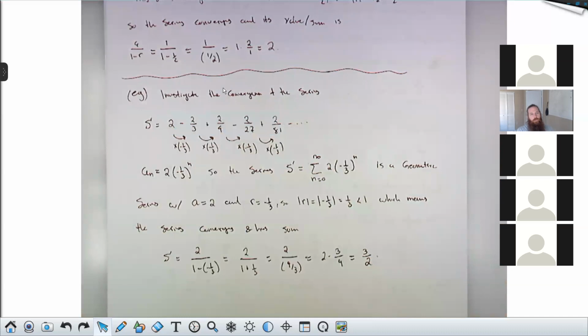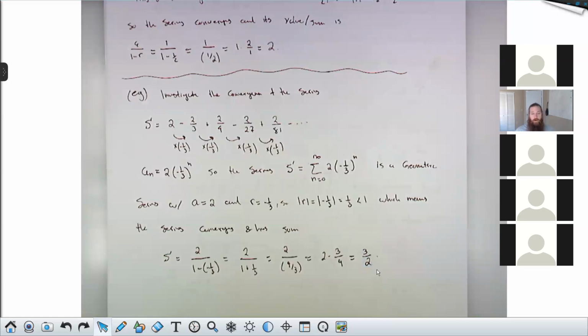And you can test this out doing the same sort of thing that we did on that very first example, where you just start writing out the S_n's. S0 is 2, S1 is 2 minus 2/3, S2 is 2 minus 2/3 plus 2/9, S3 is 2 minus 2/3 plus 2/9 minus 2/27. And if you compute each of those numbers, they will get closer and closer and closer to 1.5, or 3/2.